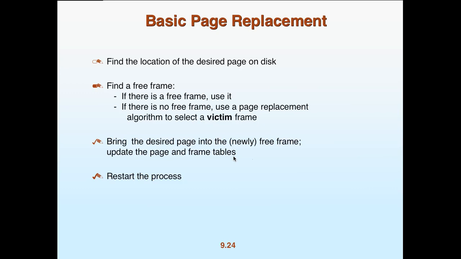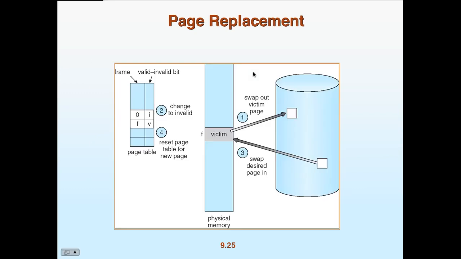So we bring the desired page into memory, into the newly free frame that is created. And then we update the page and the frame tables to indicate that this is now valid, and then we restart the process. So the basic page replacement is doing nothing more than picking the victim and using, okay, now you're going away, now we're going to load some stuff into you, and now you're going to represent the page.